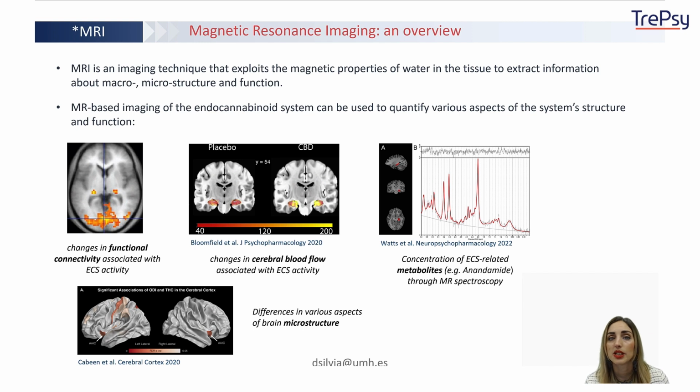And finally, perhaps the more indirect probe is the methods based on structural MRI, both macro and microstructure, so different sequences that can allow to image and quantify various aspects of brain microstructure.